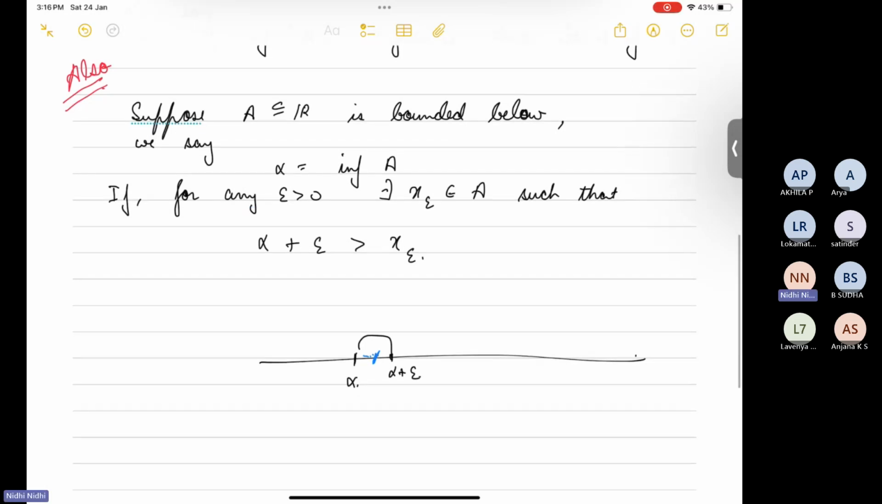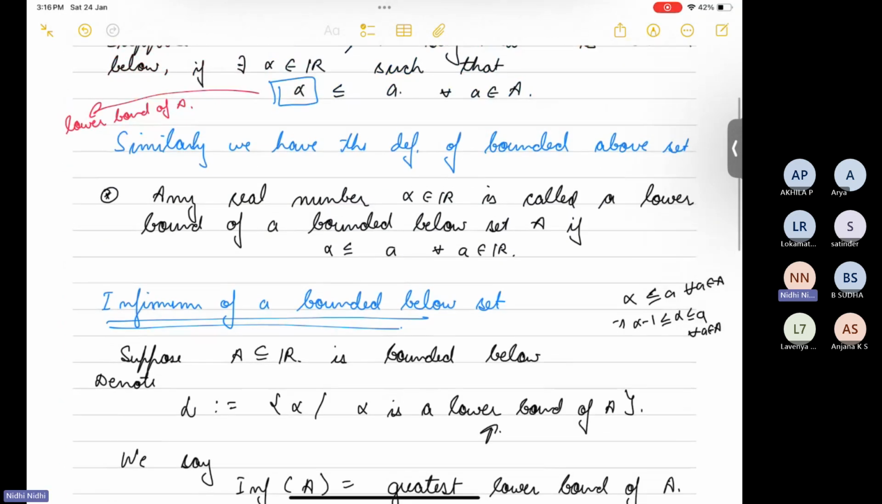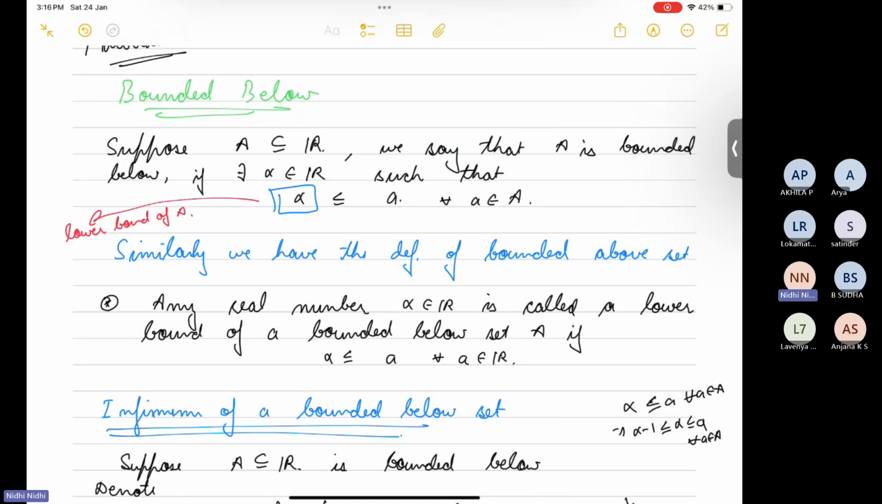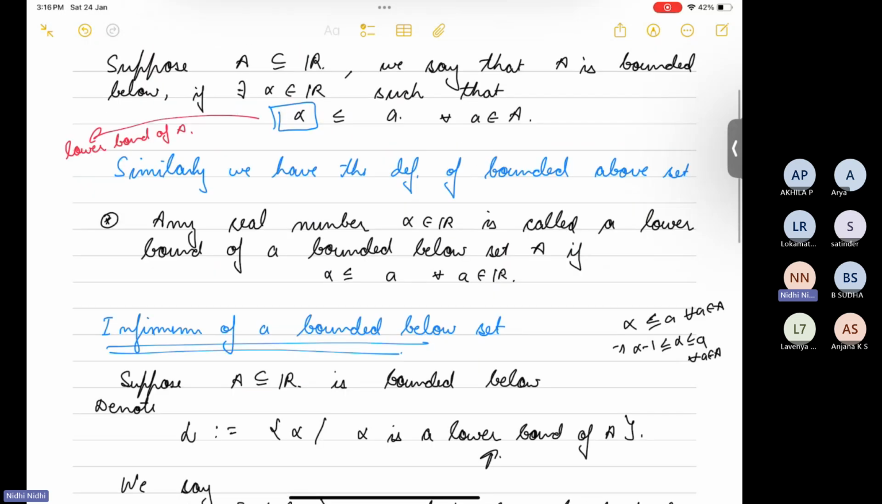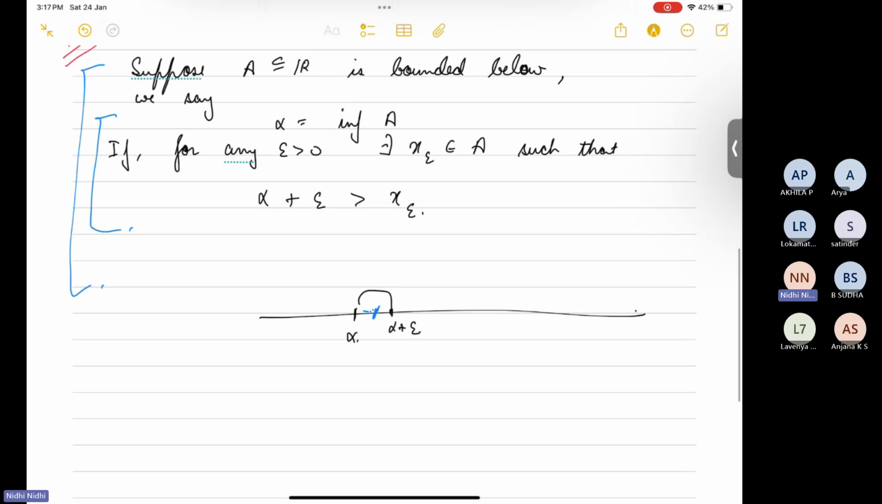So I hope this is clear how this definition is defined. This epsilon, x epsilon. We'll see while doing the problems how this will be useful. Similarly, I want you to understand the concept of bounded above set, the upper bound, also with a similar epsilon definition. So using this, let's start with some problems. While solving the problems, these things will become more clear.